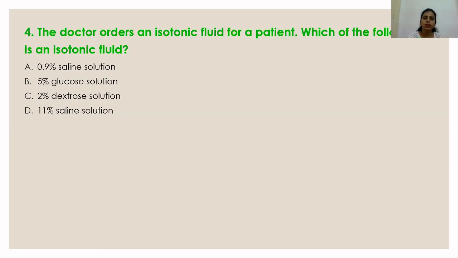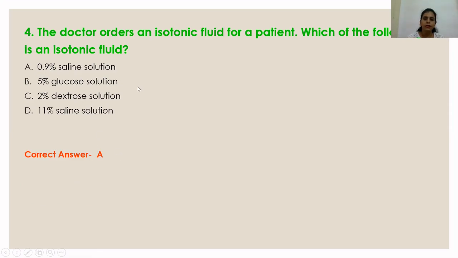The doctor orders an isotonic fluid for a patient. Which of the following is an example of an isotonic fluid? It's given here: 0.9% saline solution, 5% glucose solution, 2% dextrose solution, 11% saline solution. The correct answer is A, 0.9% saline solution.